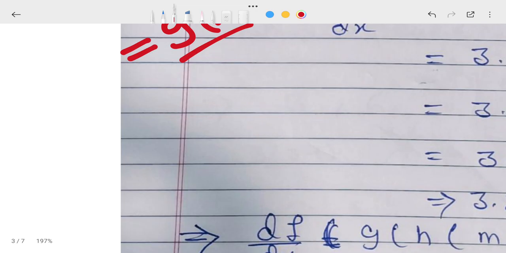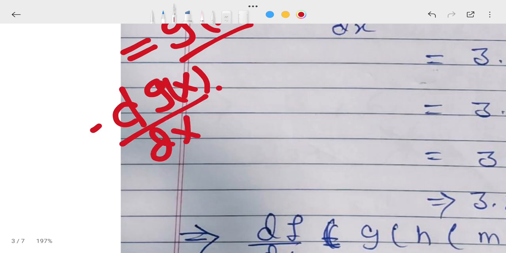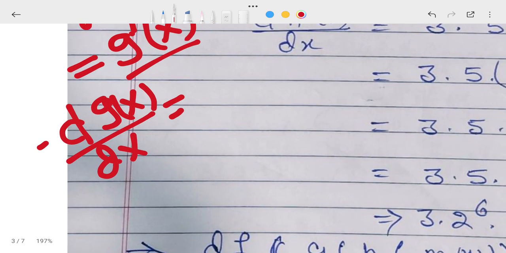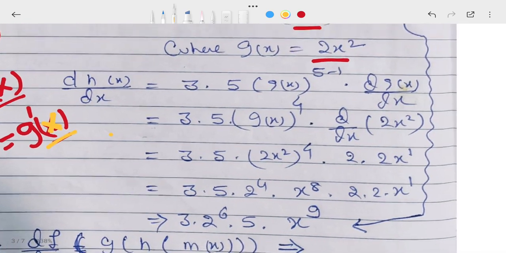And second, listen also. Suppose you have a function, d g of x upon dx. What you will do? At first you will differentiate this g with respect to x. Now if there is a value inside, then again you will differentiate this x with respect to x. I will show you here what I want to say.